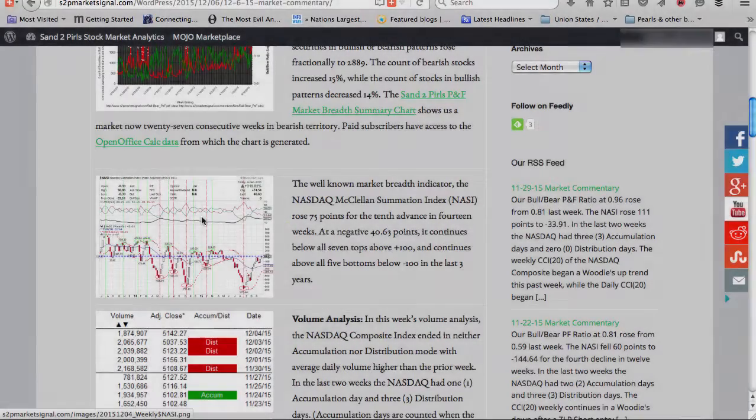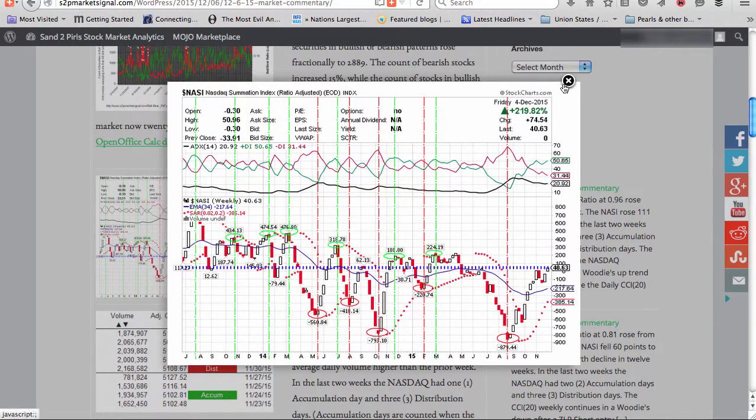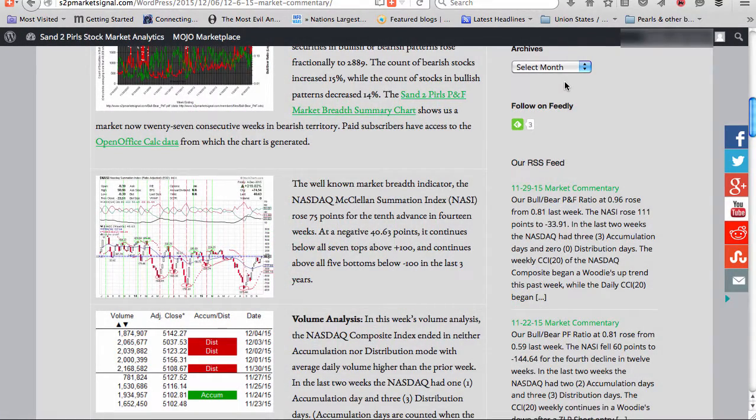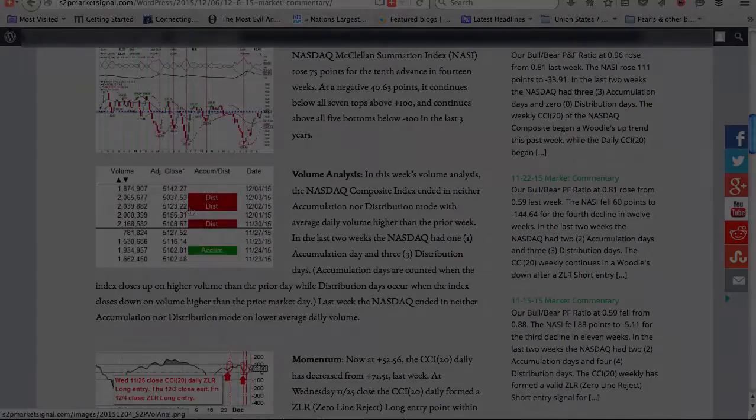The well-known market breadth indicator, the Nasdaq McClellan Summation Index, rose 75 points for the 10th advance in 14 weeks. At a negative 40.63 points, it continues below all 7 tops above plus 100 and continues above all 5 bottoms below minus 100 in the last 3 years.